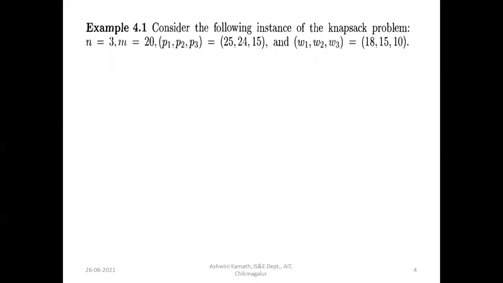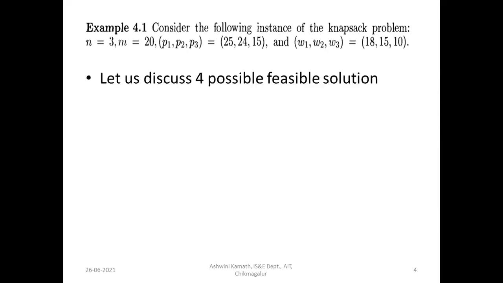And the weight of each item, W1, W2, W3, is 18, 15, and 10. So the weight of item 1 is 18. You can consider it as kg, for example, 18 kg. Weight of item 2 is equal to 15 kg. And weight of item 3 is equal to 10 kg. And the capacity of the knapsack is 20. Consider 20 kgs. The knapsack, the bag, can hold 20 kgs. So you have to select the items from the list of these 3 items in such a way that you get the maximum profit. So we have different solutions for this.